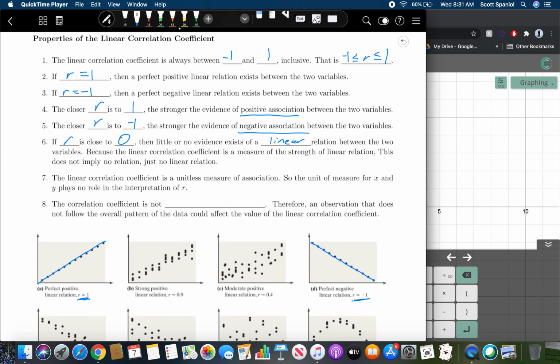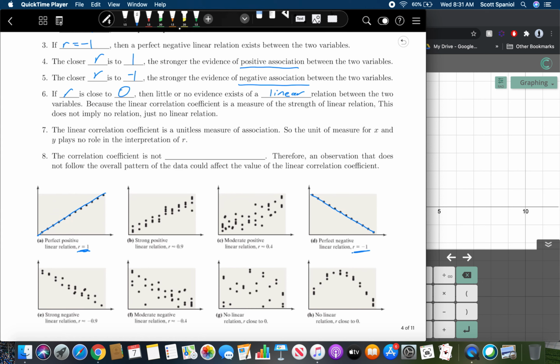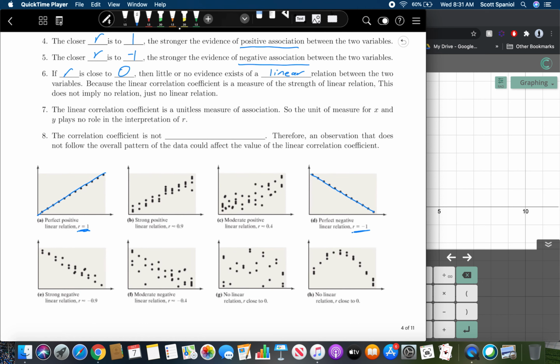Because the linear correlation coefficient is a measure of the strength of the linear relation, this does not imply no relation, just no linear relation. And the linear correlation coefficient is a unitless measure of association. So the unit of measure for x and y plays no role in the interpretation of r. So r does not have a unit. The correlation coefficient is not resistant. This is a word we haven't used in a while, but it means that an observation that does not follow the overall pattern of the data could affect the value of the linear correlation coefficient. So outliers have a strong effect on this value.